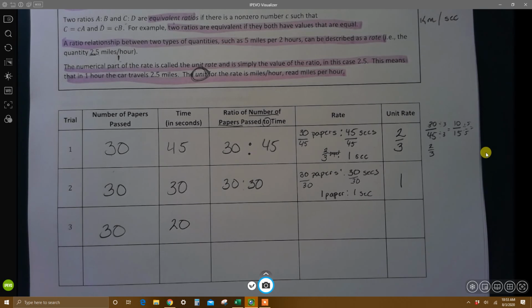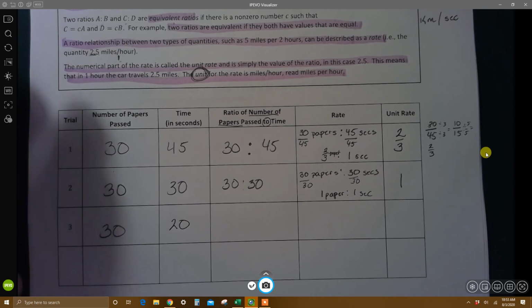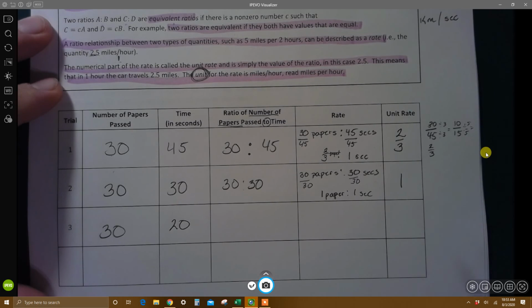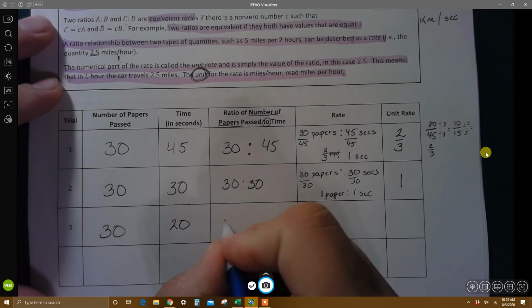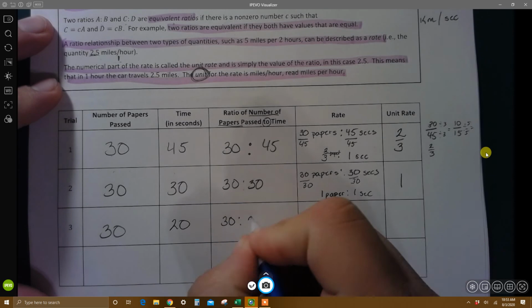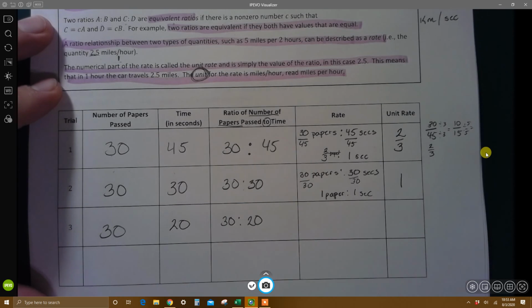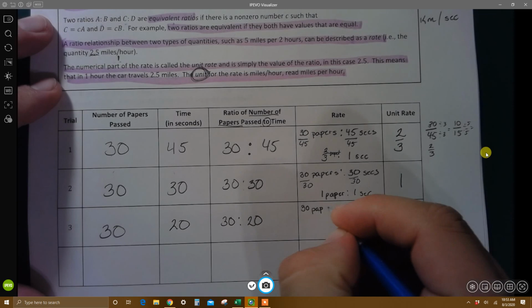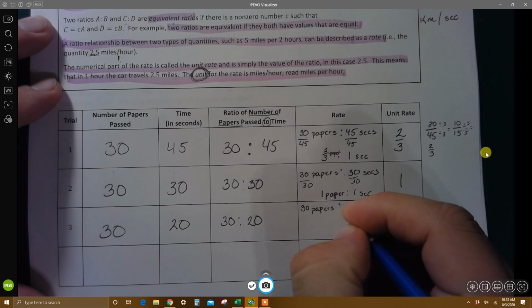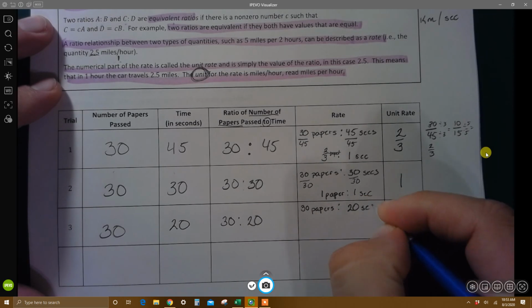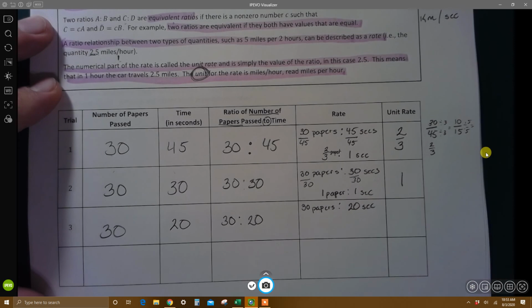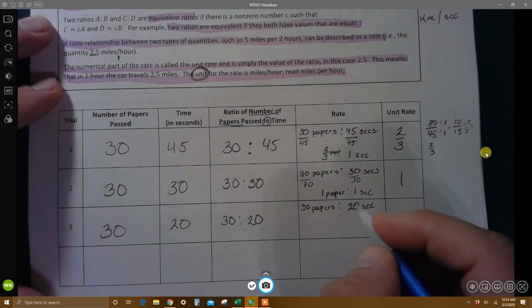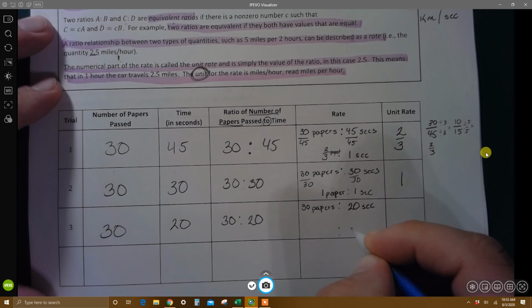And we're back for a brand new episode of What's That Unit Rate? All right, so our ratio of number of papers passed to time, that's going to be 30 to 20. Now I need to write a rate. Well, okay, that's easy. 30 papers to 20 seconds. Ooh, now I've got to divide, so I need to find an equivalent ratio. Well, I know that this has got to end up being 1 second.